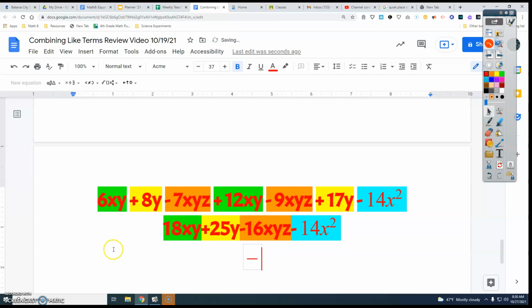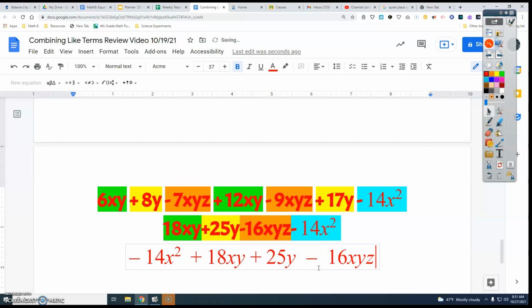and I did it again. Mr. Frechette did it again. He didn't put his variable first. 14x squared. And I'm going to stop that. And what's our operation after that? So it doesn't matter what we do next. We could go xy. So we could go plus 18xy plus 25y, and then minus 16xyz.